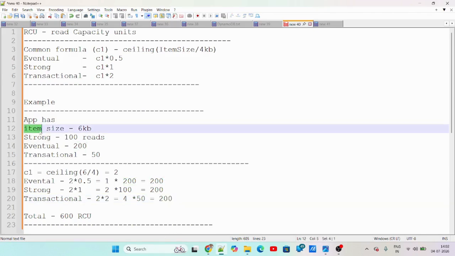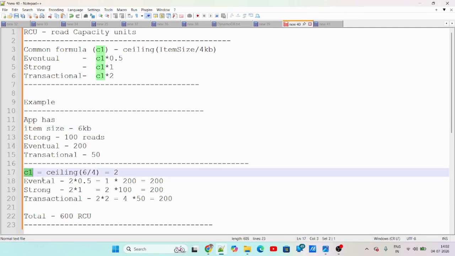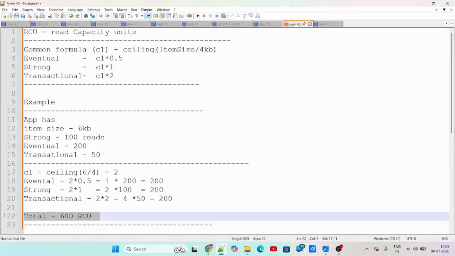So first, based on the item size, you find the C1, which is your item size divided by 4 KB. Just keep this in mind. In reads, 4 KB is the factor. And for eventual, strong, and transactional reads, the constant factors are 0.5, 1, and 2. And in total, you will get 600 RCU. That is the capacity that you would need for your application.